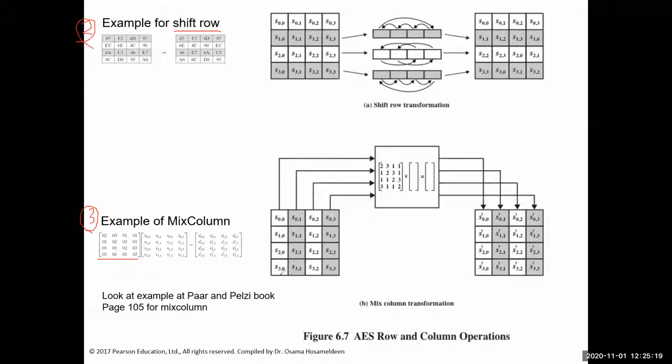This matrix is fixed. We have the input here, we put it beside the mix column matrix, and then we make multiplication. This multiplication is not a simple XOR. As we said before, this is polynomial multiplication. I will give you a detailed example after a while. After the multiplication, the result is here.